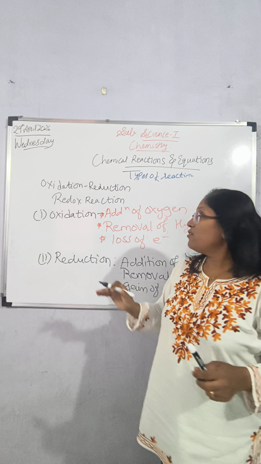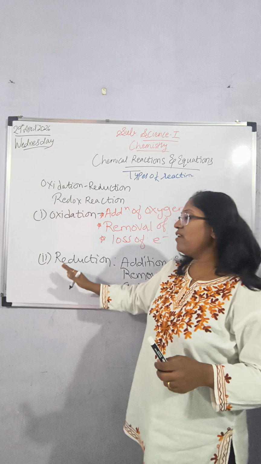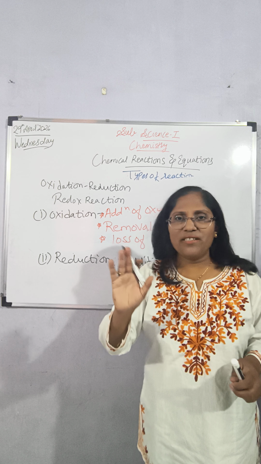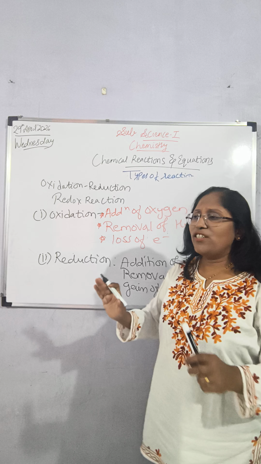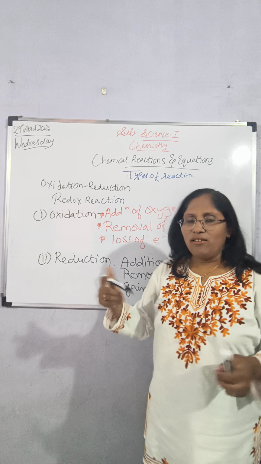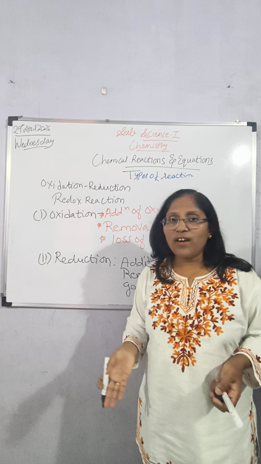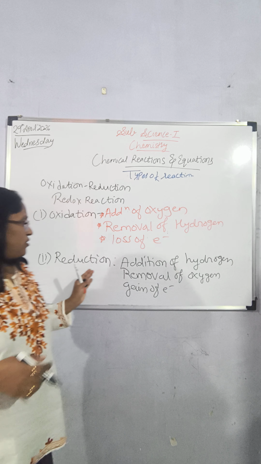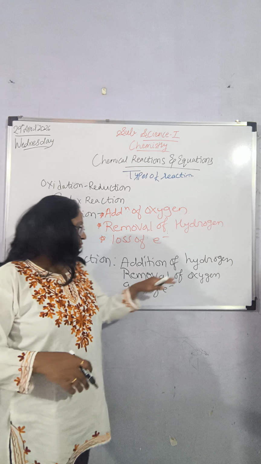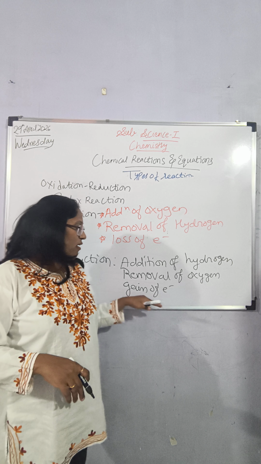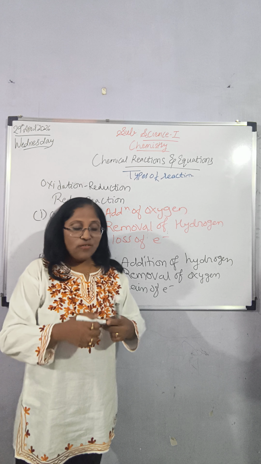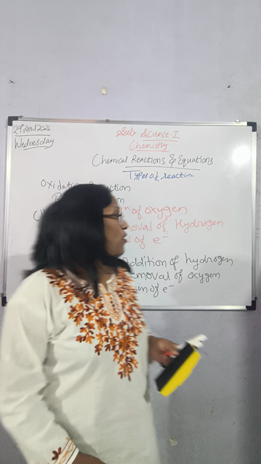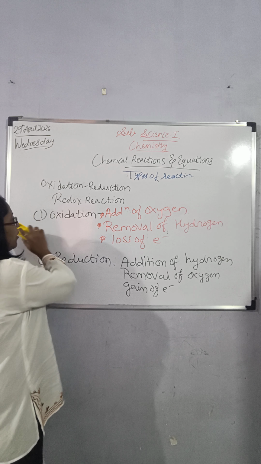Understood the definitions? There are three definitions of oxidation and reduction reactions. What is oxidation? Addition of oxygen, the simplest definition. Second, removal of hydrogen. And third, loss of electron. If we see the reduction: addition of hydrogen, removal of oxygen, and gain of electron. Now we will see the examples related to this type of reaction.